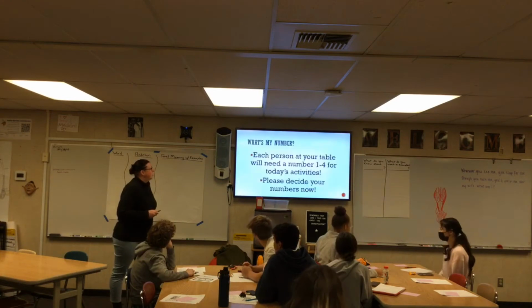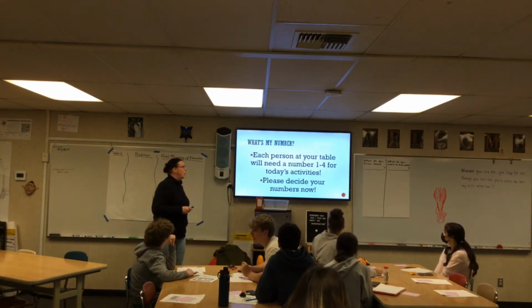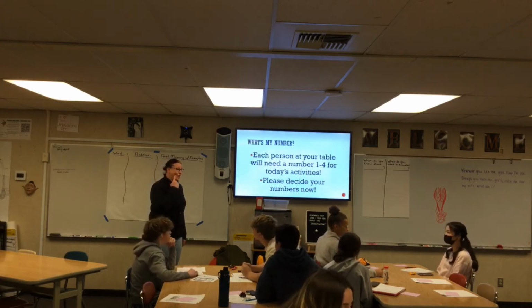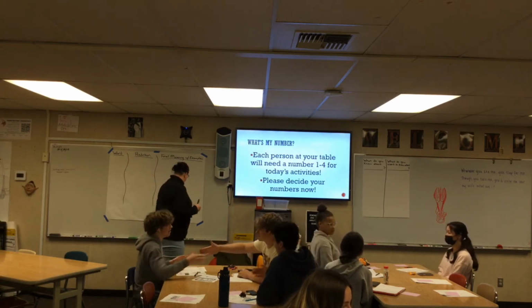All right, so at your table, you need to number off 1 to 4 for today's activities. If you do not have 4 at your table, somebody might have to go twice. Okay, so figure out your numbers.